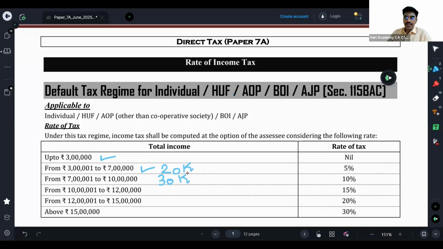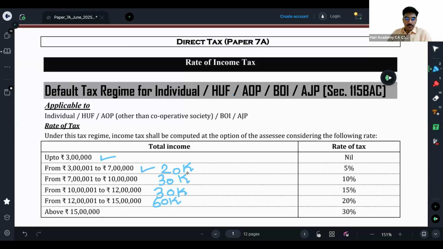Whenever you are computing, assume for example your income is somewhere around 11 lakhs. What you can simply do is take 50,000 plus whatever is the rate in the last slab. Next is 10 to 12 lakhs. For 2 lakhs, it is going to be 15%, so it is going to be 30,000 again here. And the last is 12 to 15 lakhs, it is going to be 20%. For 3 lakhs at 20%, it will be 60,000. More than 15 lakhs, you have the 30% slab rate.